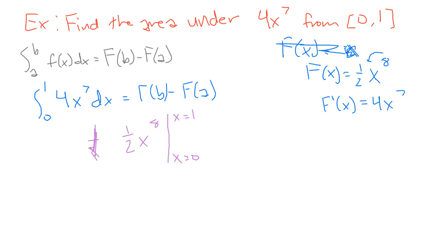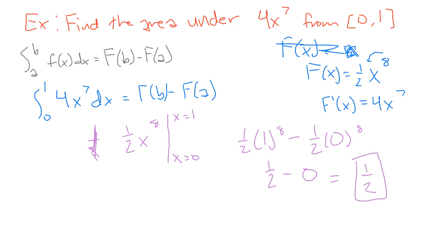So now what we do is we plug each of these in and take the difference. So we're going to get 1/2 times 1 to the 8th minus 1/2 times 0 to the 8th. And then that is going to get us 1/2 minus 0. So therefore, our final area is going to be 1/2.